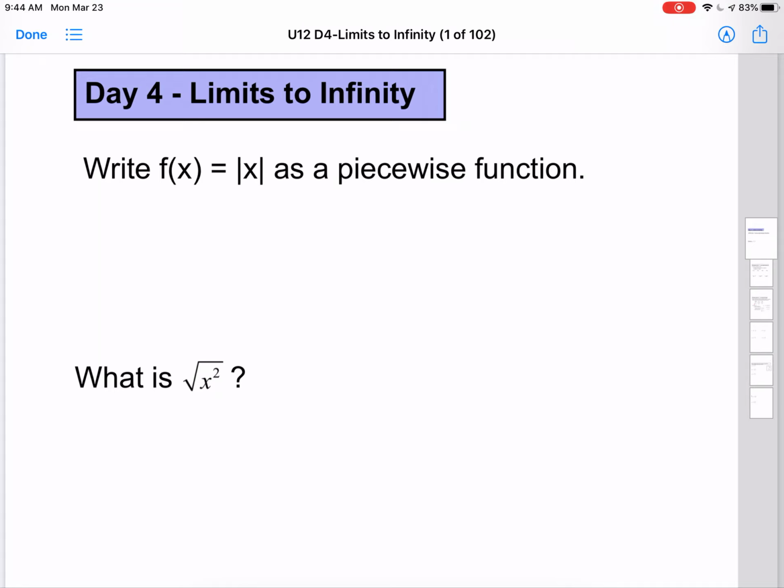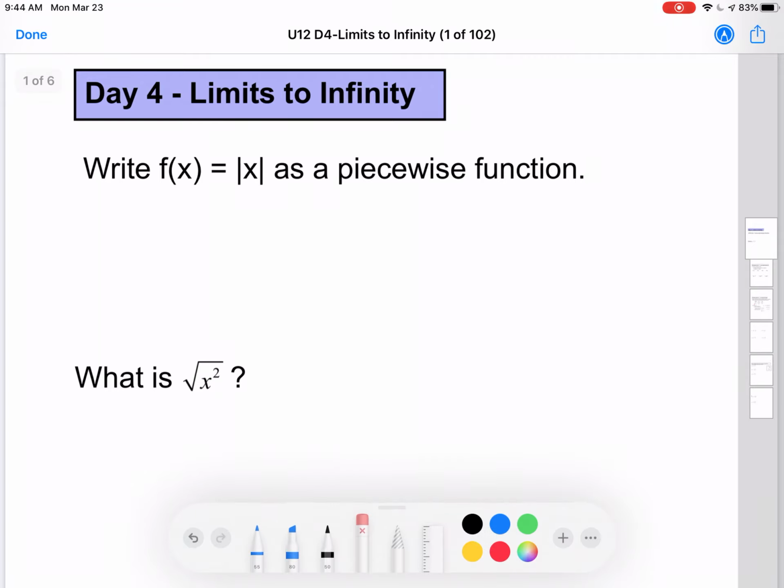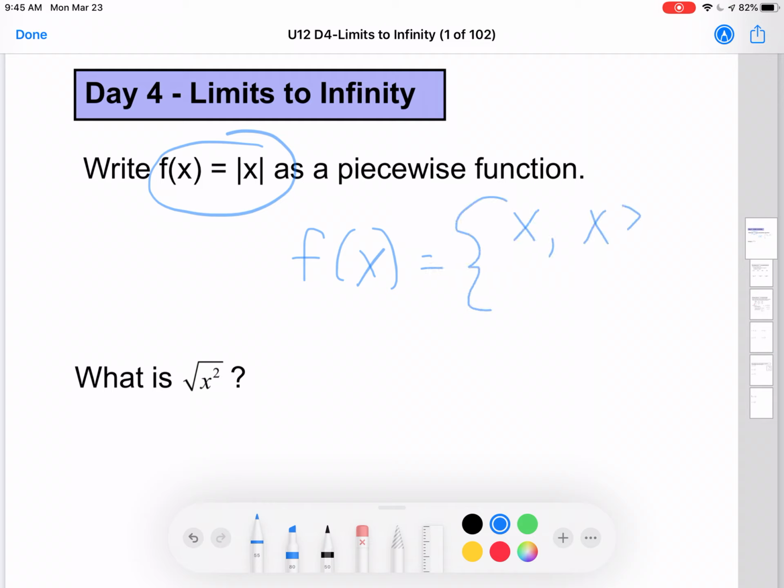But first, I just want to review this real fast because this is going to come up later in the lesson, and we did this on the review topics day. So remember this, I asked you to write f of x equals absolute value of x as a piecewise function, and we broke it apart to be x where the domain is x greater than or equal to 0, and negative x where the domain is x less than 0.